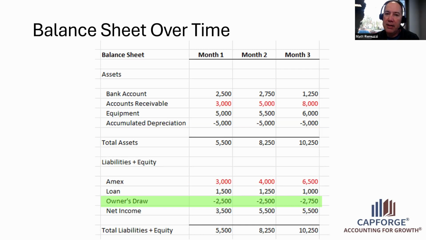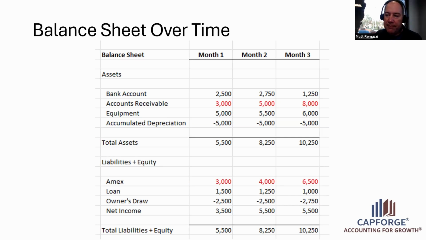In month three, it's now $2,750. That means during month three, he took out $250, because again, remember, a balance sheet is the sum of the activity through that point. So when there's a month where nothing changes, that means nothing was added or taken out, or if money was added and taken out, it netted to zero change. So $2,500 in owner's draw from one month to the next means no additional money was taken out month two, and only $250 was taken out in month three.